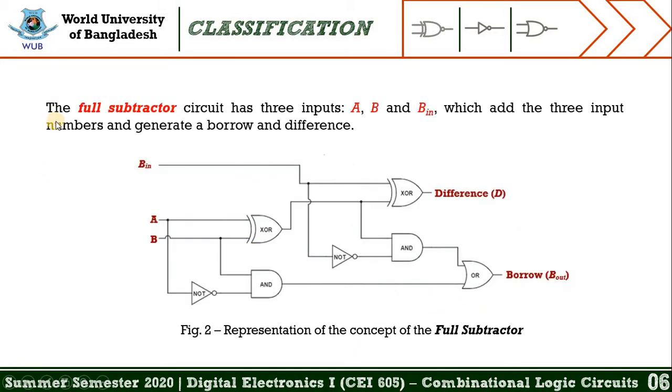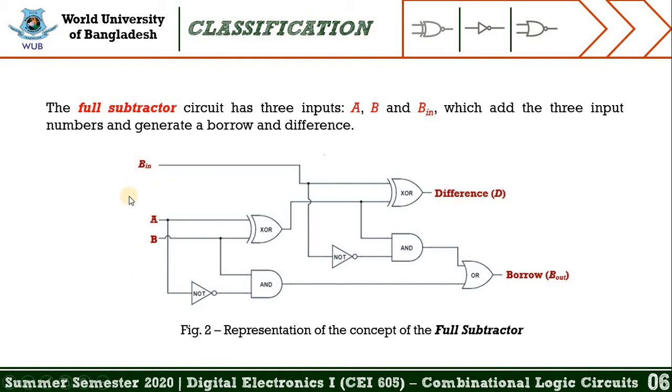Now start with the concept of full subtractor. The full subtractor circuit has three inputs, which are A, B and B in, which subtract the three input numbers and generate a borrow and a difference as well, like the half subtractor. But the difference is that the half subtractor has two inputs. On the other hand, the full subtractor has three inputs.